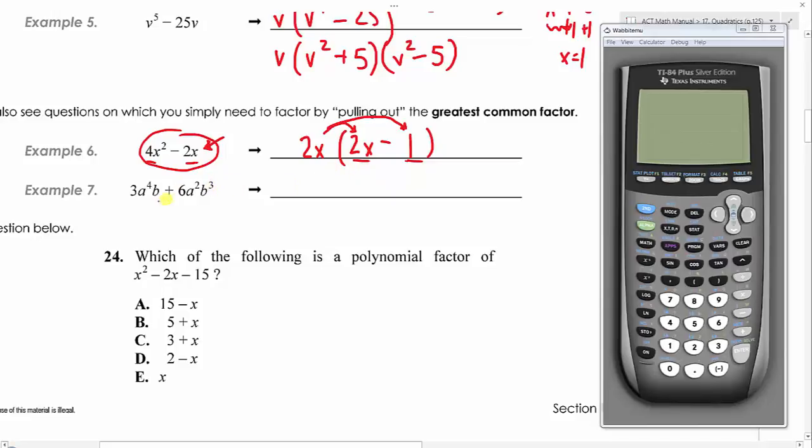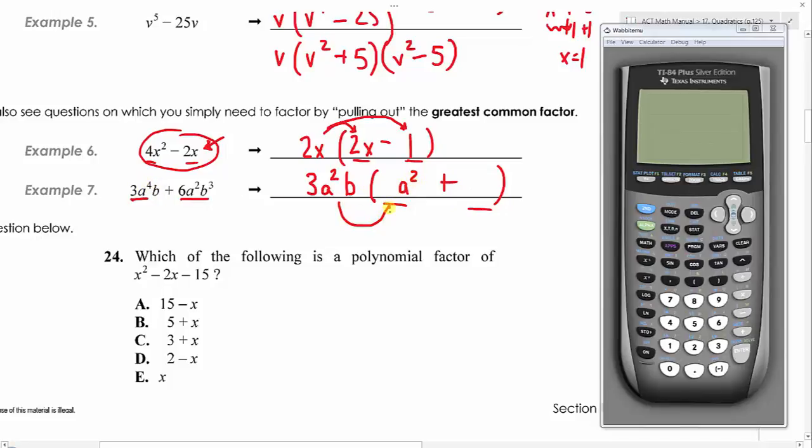Now, in terms of this number 7 here, again, these two terms have a bunch of things in common. They have a 3 in common. They have an a in common, but actually we can pull out the highest common exponent here. And this a squared, this a to the 4th, well, a squared and a to the 4th have a squared in common. And then the b and the b cubed only have the b in common. So I can only pull out the b, and then left in parentheses, in order to get back the 3a to the 4th b, I just need an a squared here.